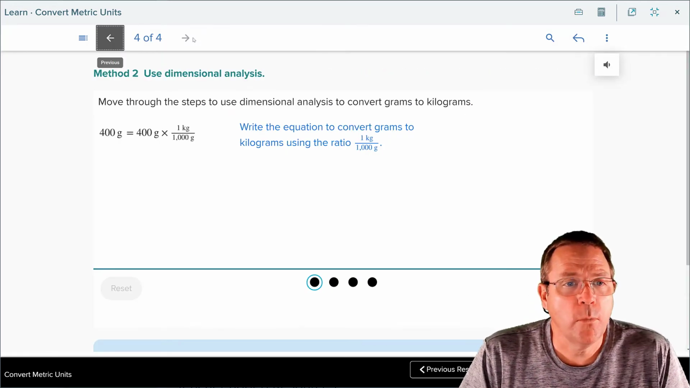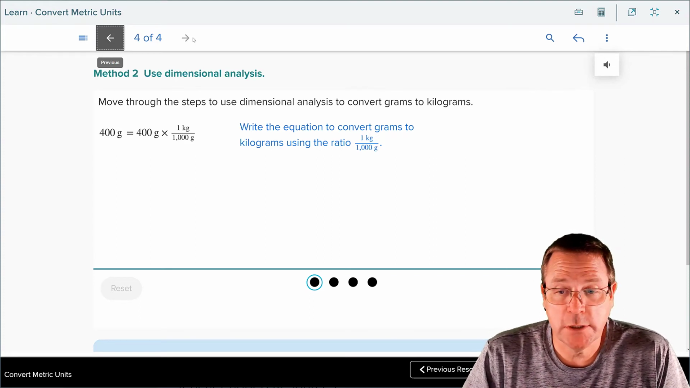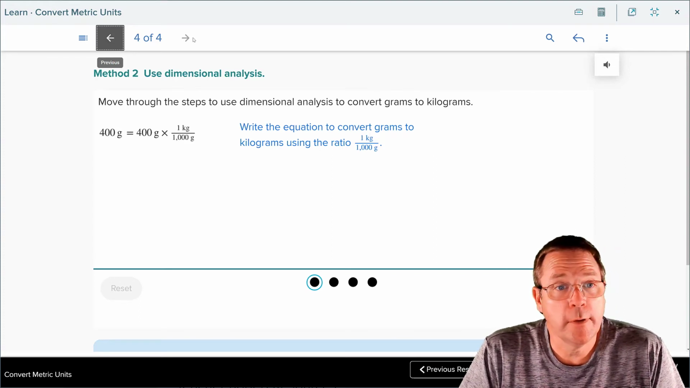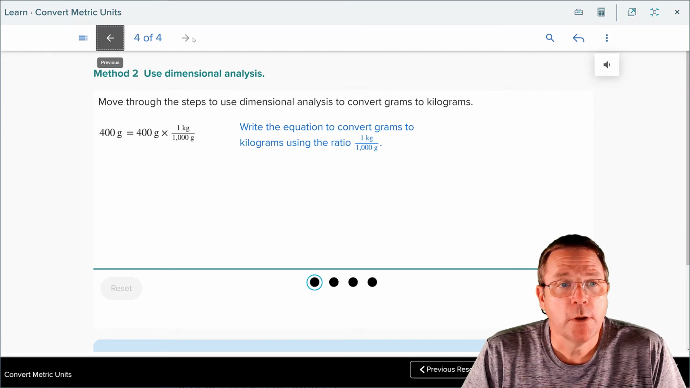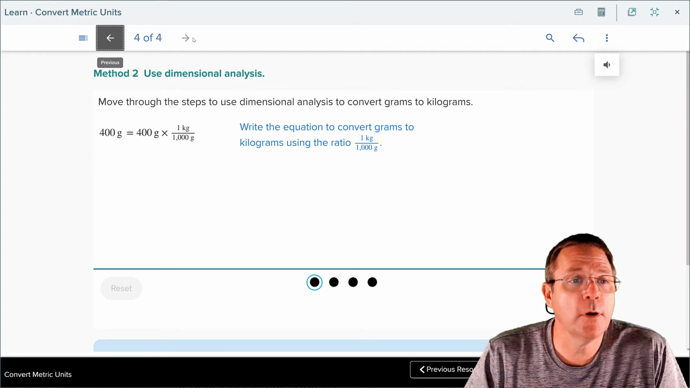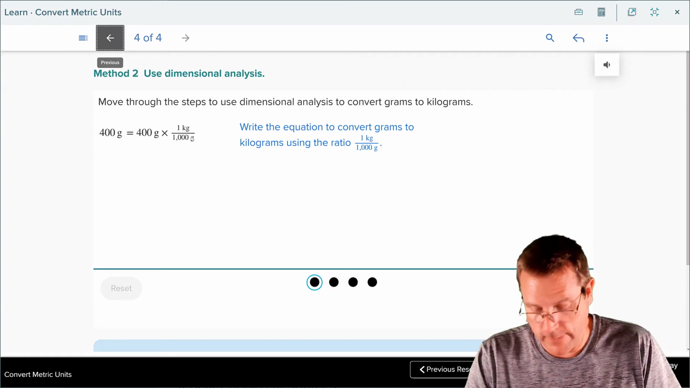For this one, we're going to use real live, honest-to-goodness dimensional analysis, which is the way I honestly prefer doing these, because for me it makes a lot more sense than the way that they've been doing it, and I think you're going to find it's easier. So they've got the problem set up here where they started with 400 grams and they're multiplying it by the conversion factor, 1 kilogram over 1,000 grams.